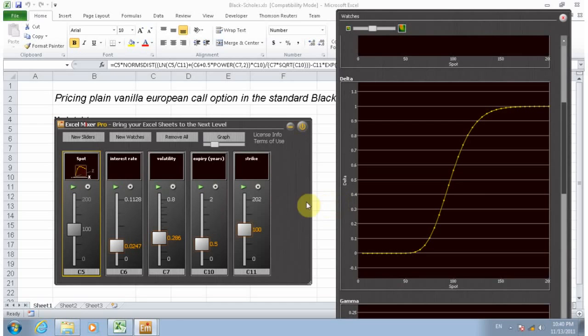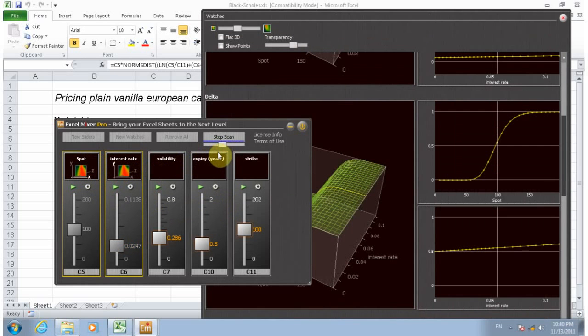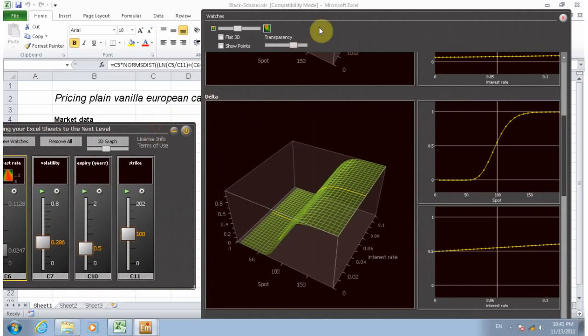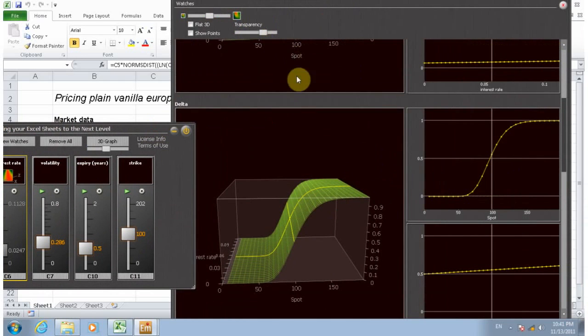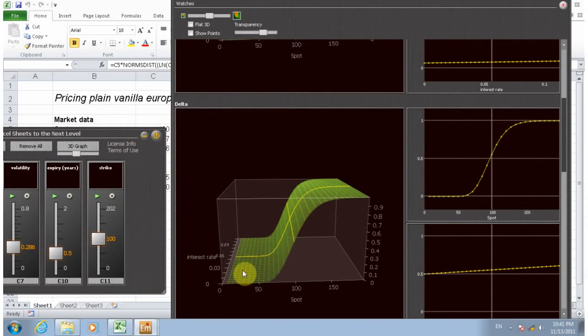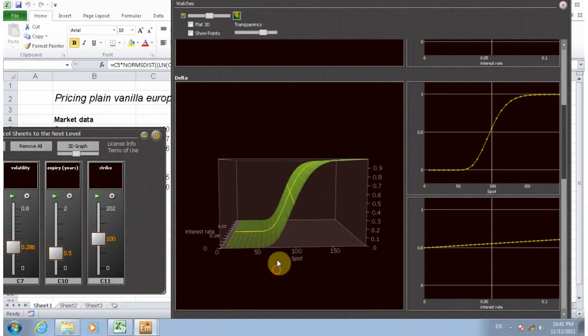And to analyze it, let me produce another graph, a 3D graph, which will show us the dependency of the option's delta on spot and interest rates. So I select both of them. I select the precision. I increase it a little bit. And here we have our graph. This graph displays the sensitivity of delta with respect to spot and interest rate. You see the general shape is always the same. It's actually the shape we're seeing here.